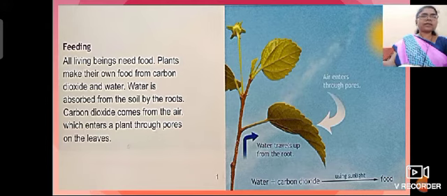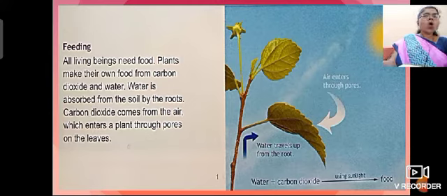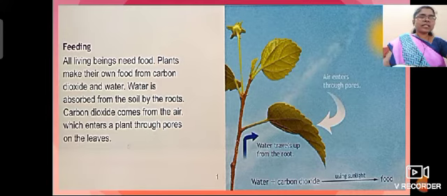First characteristic is feeding. All living beings need food. We eat, and animals, they eat, and they have their own prey. Okay, but they depend on plants, isn't it? Okay, and they must eat, then only they can walk, they can move around, isn't it?